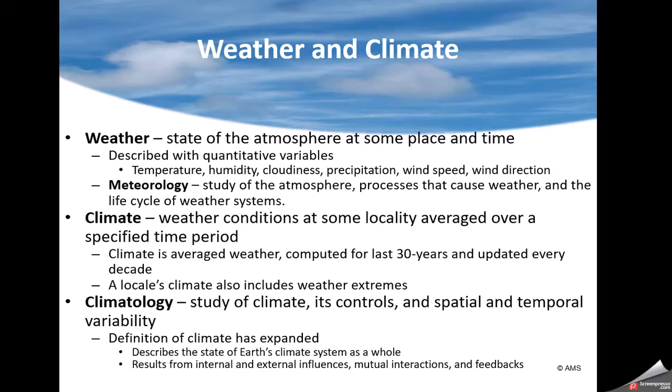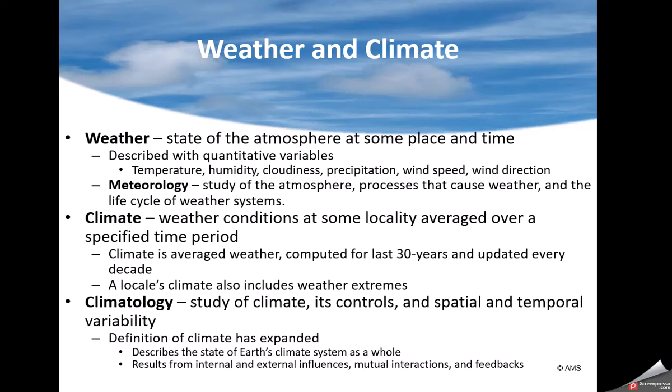So, it's basically a description of certain variables, quantitative or numbers. If you walked outside, you want to know temperature, right? You might want to know how humid it is, how much moisture is in the air. Are there clouds? Is it going to rain, or is it raining or snowing? What's the wind speed and direction? And meteorology is just the study of all these processes.